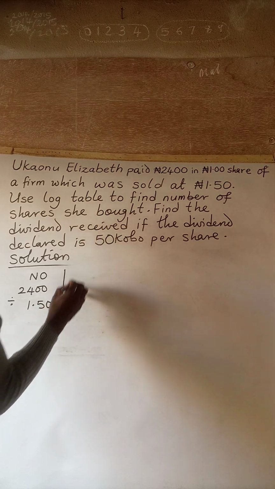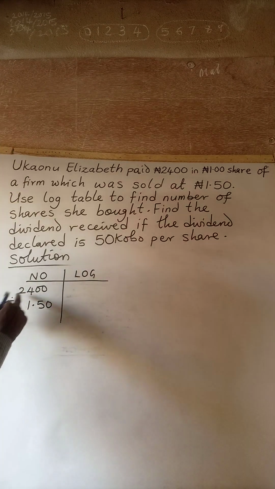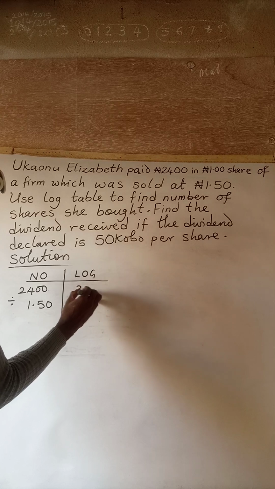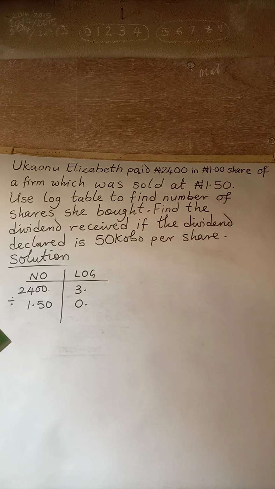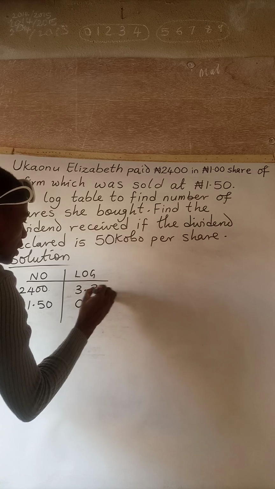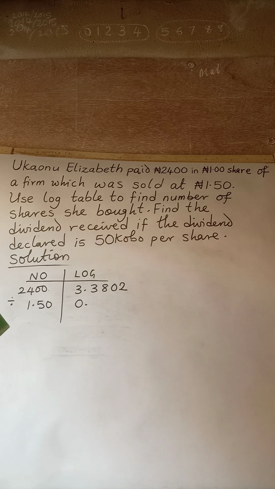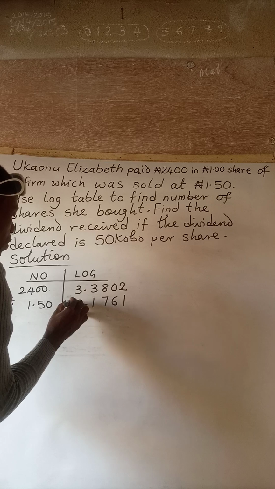So the next thing that I will do now is look out for their log. The integer now will be 3 points, and this one will be 0 points. So I will look out for 24 under 0, and 24 under 0 is 3802. Now for this one, I will look for 15 under 0. And 15 under 0 is 1761. I will now subtract.